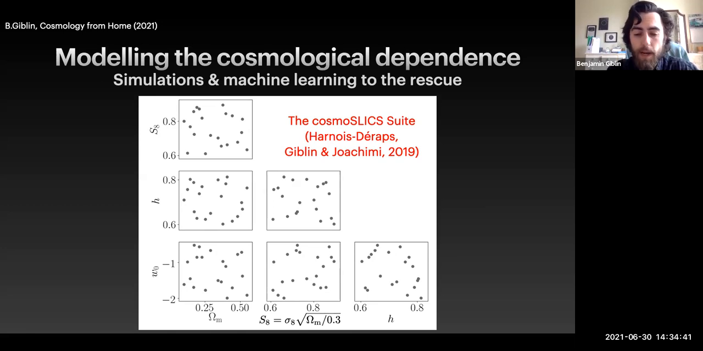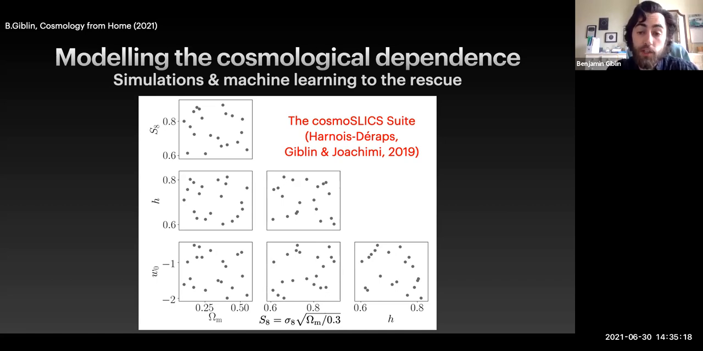Those parameters are the mass energy density, a parameter called S8, sometimes called the lensing amplitude, and this itself is a combination of 2 parameters, omega m and the amplitude of density fluctuations sigma 8, which we talked about before. Also varying here are the Hubble parameter h and the dark energy equation of state parameter W0. So what's being pictured here is the 26 different cosmologies in Cosmoslicks projected into each of the 2-dimensional parameter spaces in this overall 4-dimensional simulation suite.